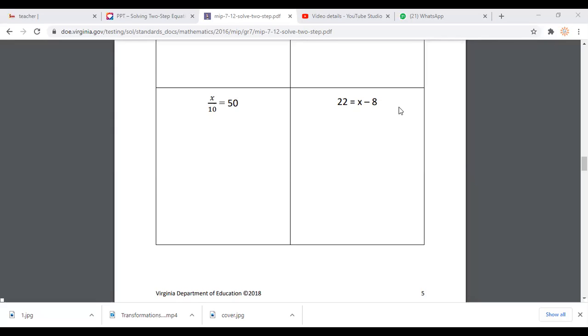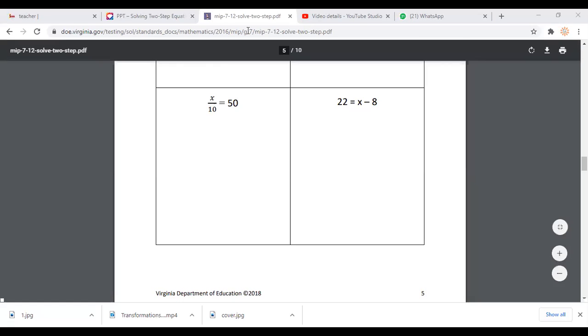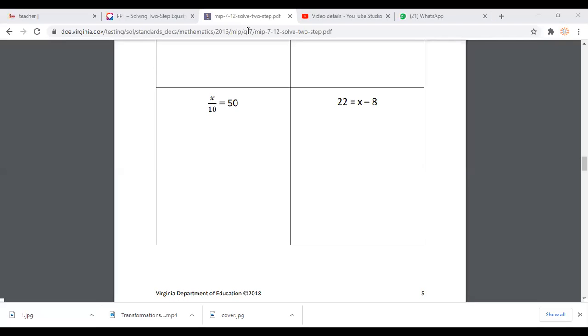Okay, here in this question, 22 equals x minus 8. We are looking for the value of x. So 22 plus 8. Yes, thank you. Then you keep x and transfer negative 8 to the opposite side. Then the answer will be 22 plus 8, which equals 30. So x equals 30.